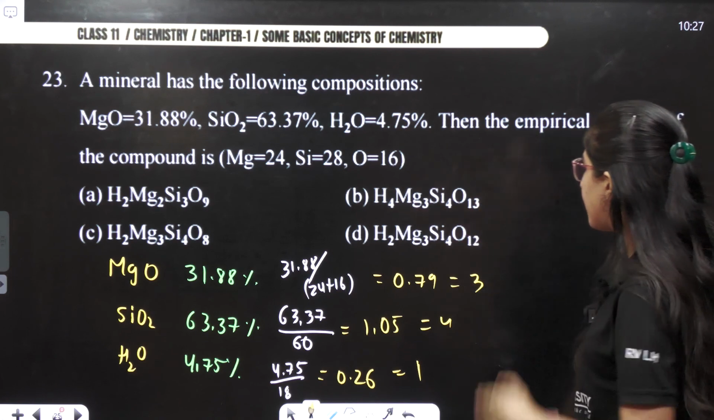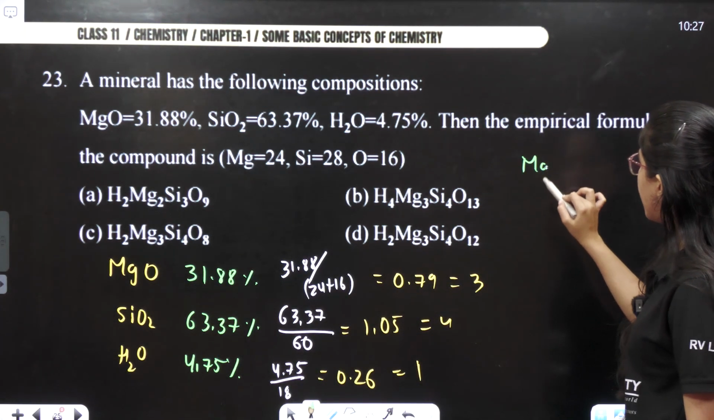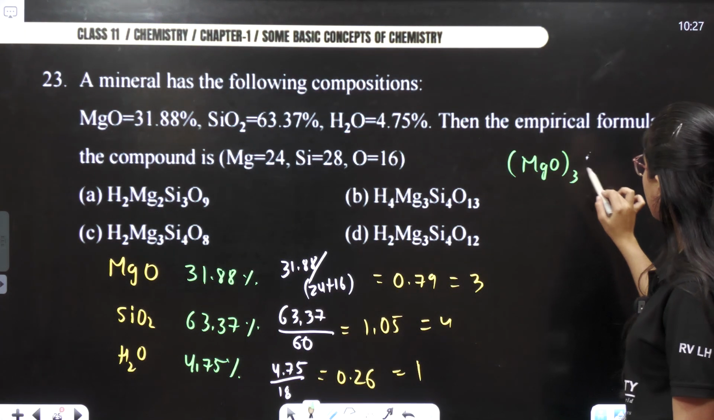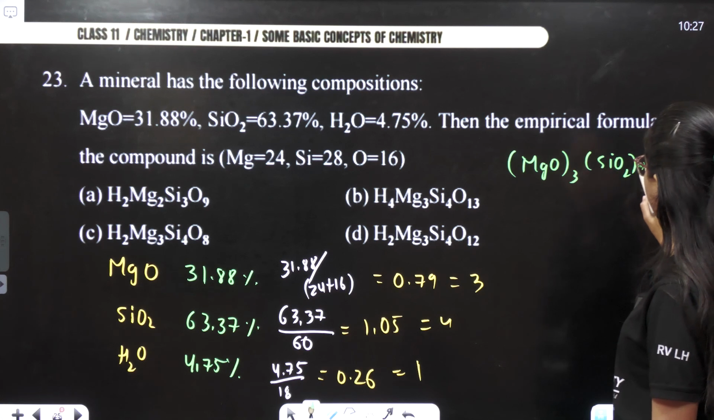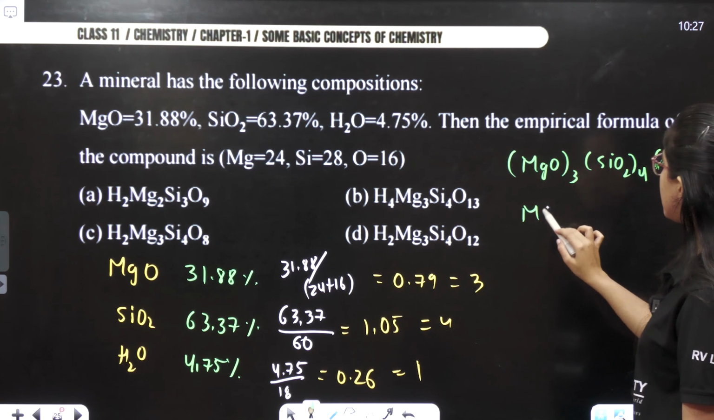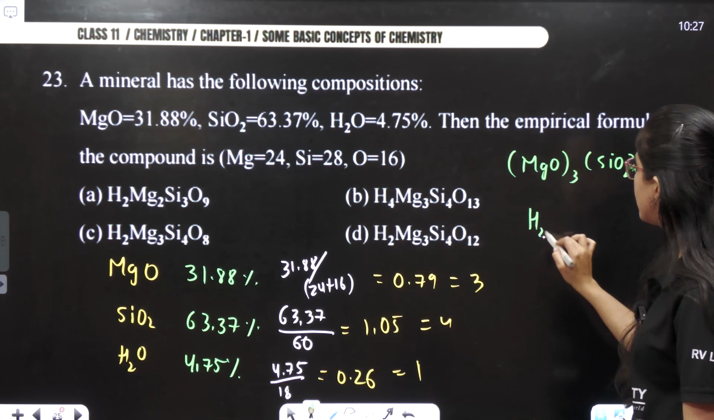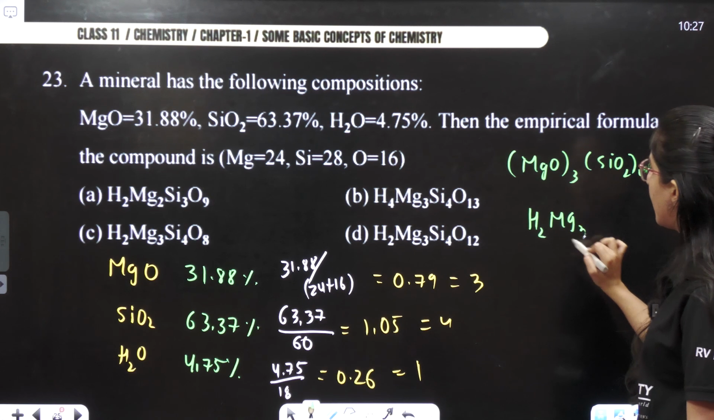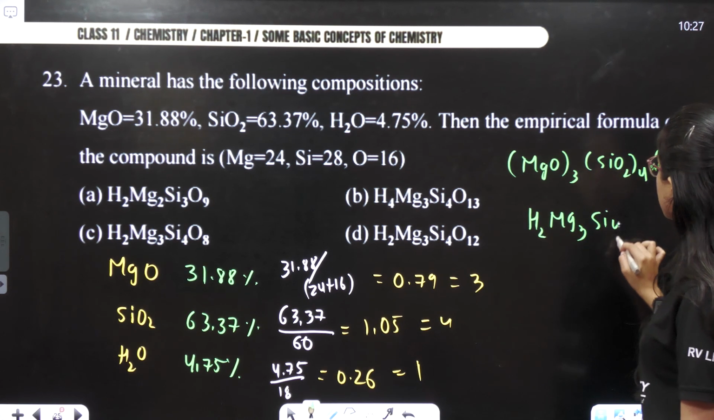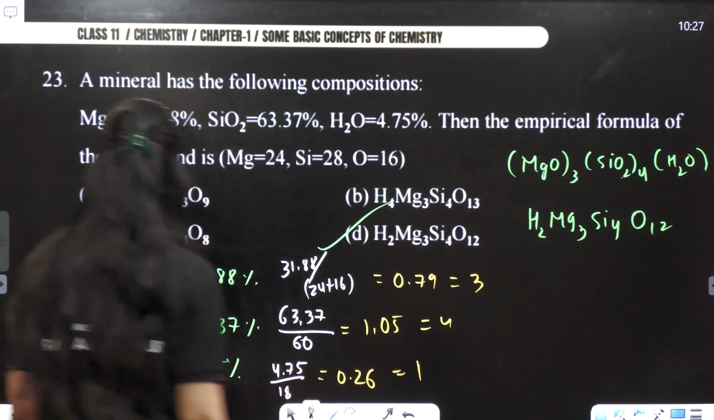So here you can see the empirical formula. Least formula will be like this: MgO thrice, SiO2 4 times and H2O 1 time. So you can say Mg is 3. How many hydrogen are present? Hydrogen is 2, H2. Then magnesium how much? 3. Next silicon how much? 4. Oxygen how much? 4 twos are 8, 9, 10, 11, 12. So the correct option will be option number D.